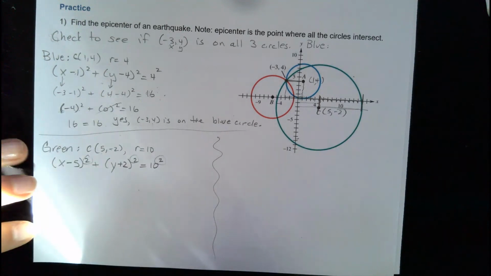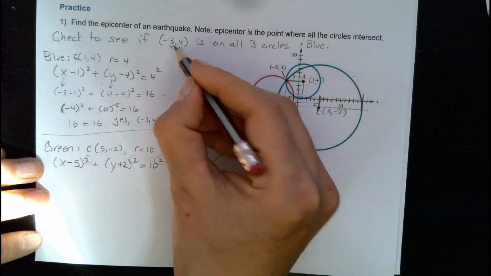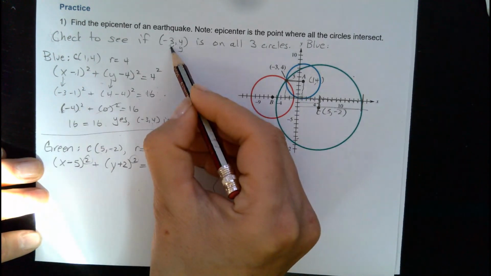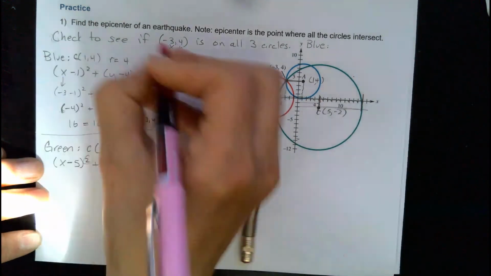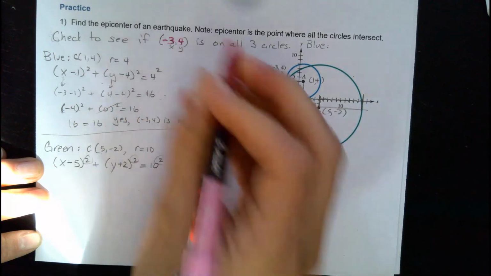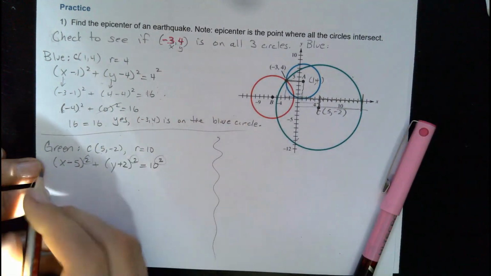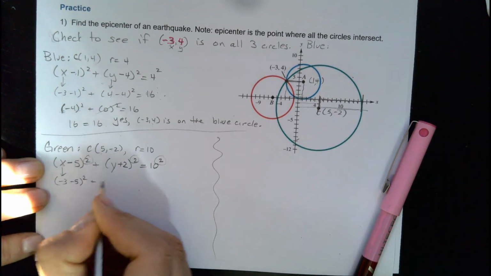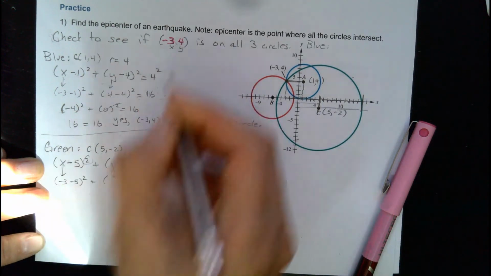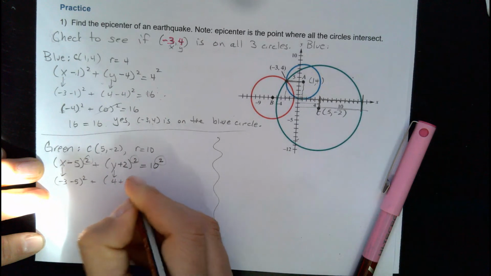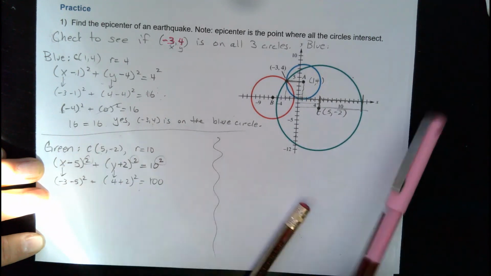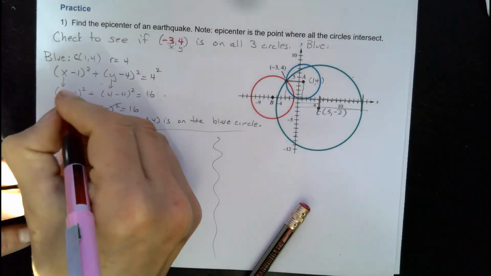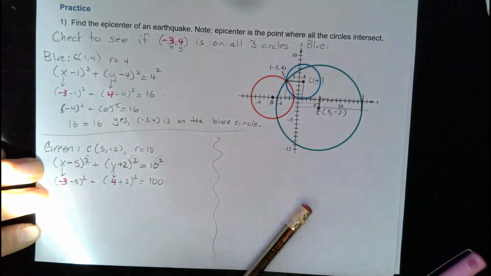So now we want to check, is negative 3, 4 on the green circle? So where the x is, I'm going to put a negative 3. And where the y is, I'm going to put a 4. So you can see I substituted these in. Okay, and now I solve it.